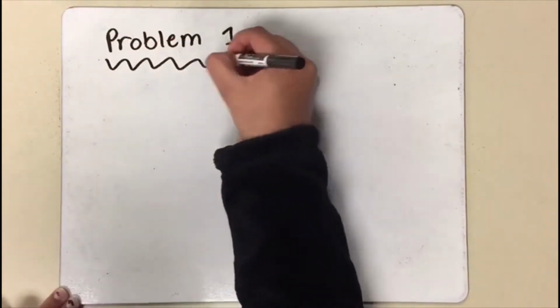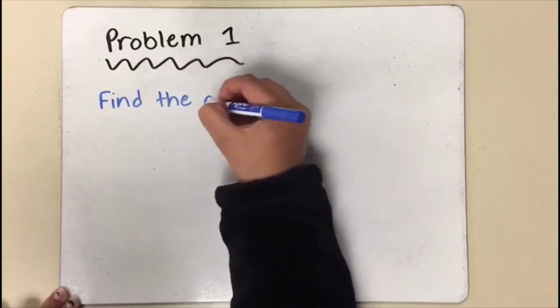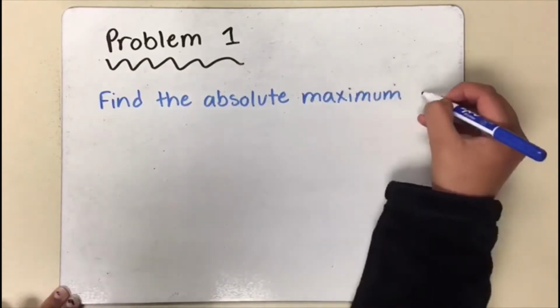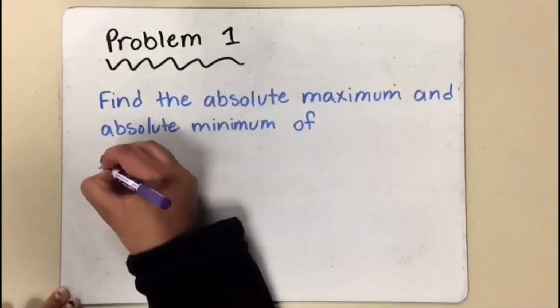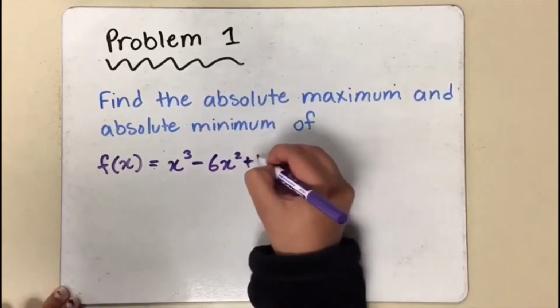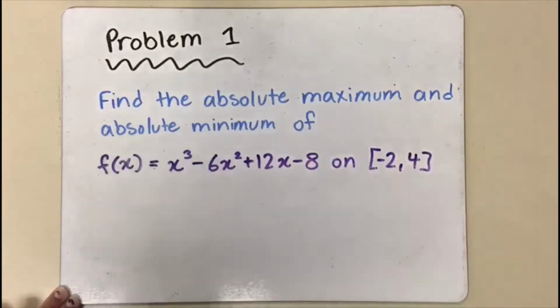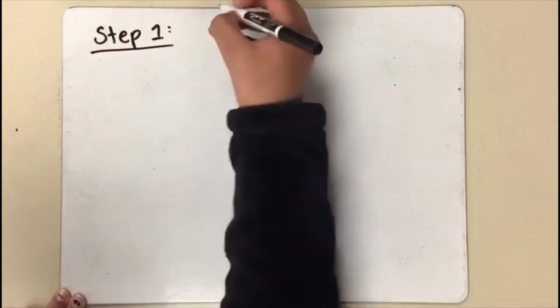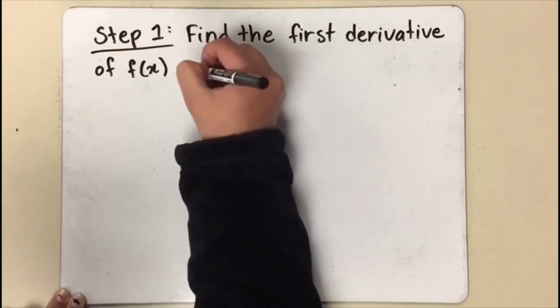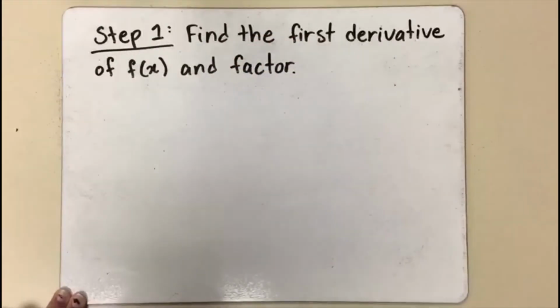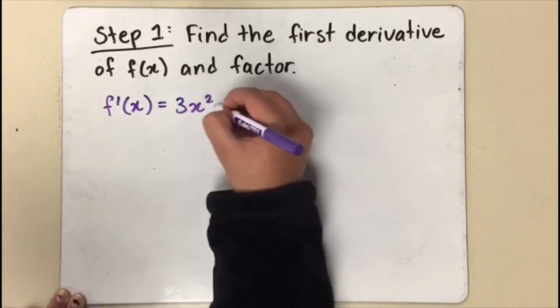Problem 1. Find the absolute maximum and absolute minimum of the function f of x equals x cubed minus 6x squared plus 12x minus 8 on the interval -2 to 4 inclusive. The first step is to find the first derivative of f and factor. The first derivative is equal to 3x squared minus 12x plus 12.